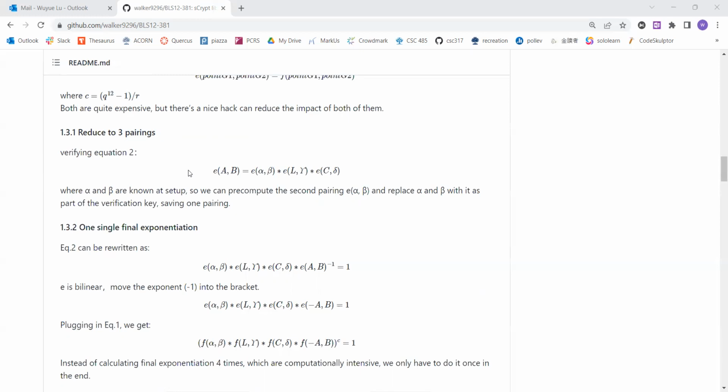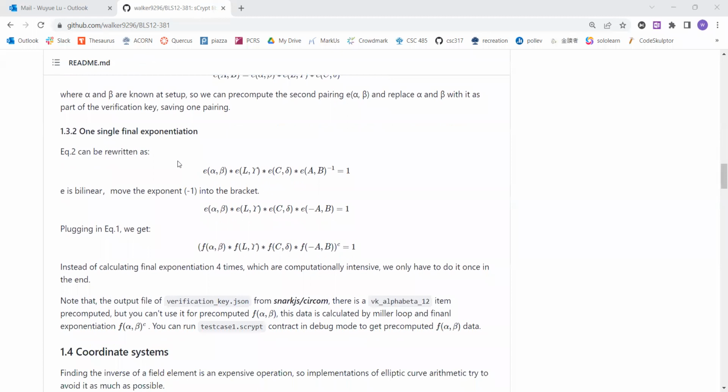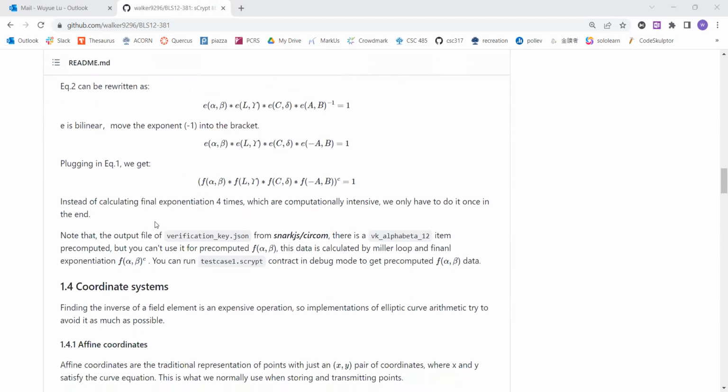Second thing we can do is to use only one single final exponentiation. Instead of calculating final exponentiation 4 times, we can only calculate it once in the end.